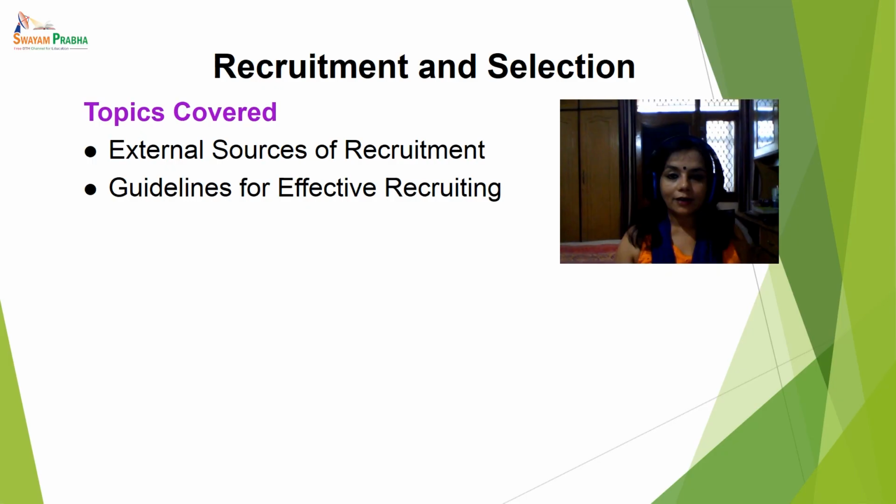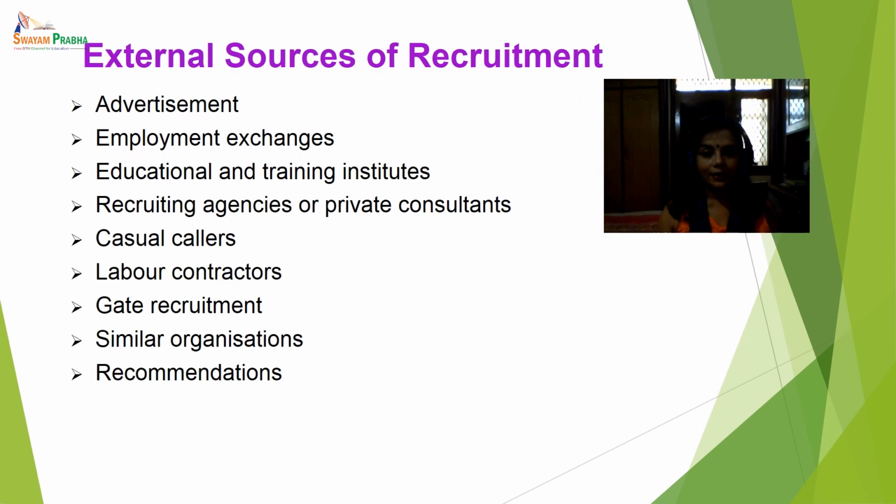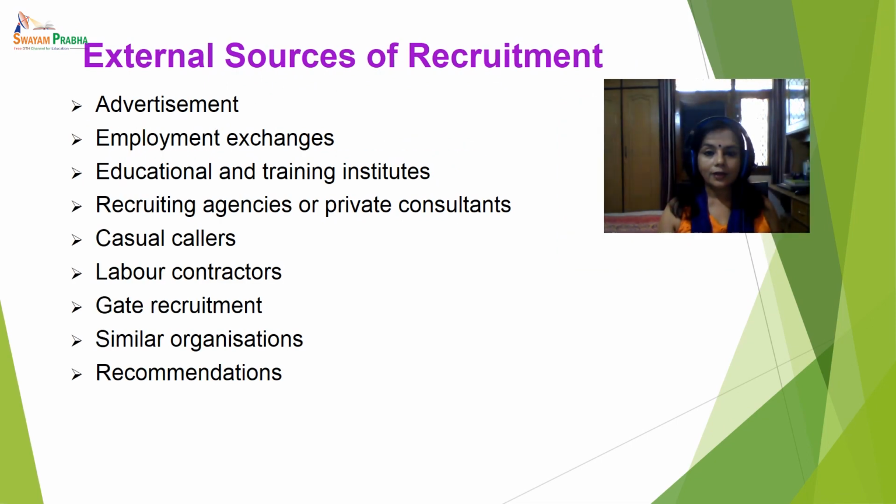In this lecture, we will cover two topics: external sources of recruitment and guidelines for effective recruiting. We have discussed the internal sources of recruitment and their merits and demerits. Now we are going to discuss the external sources of recruitment. The different external sources are advertisement, employment exchanges, educational and training institutes, recruiting agencies or private consultants, casual callers, labor contractors, gate recruitment, and recommendations. Now we will discuss each one of them in detail.